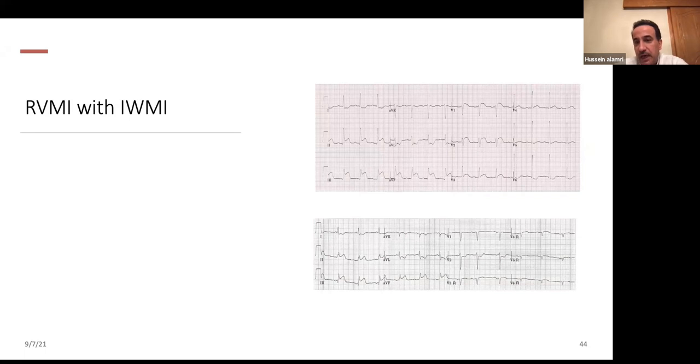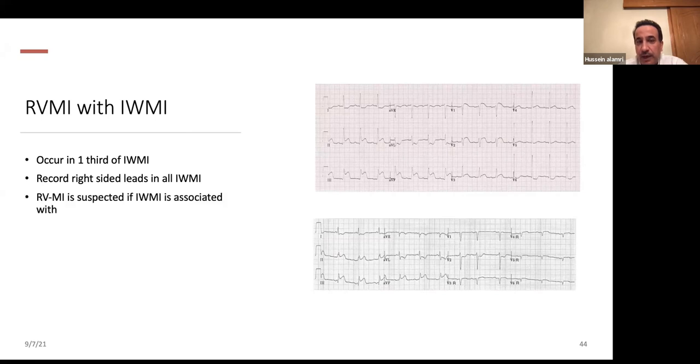Now we will discuss RVMI. Who wants to read this ECG? Okay, RVMI is seen in one third of inferior wall MI, which is around 35%. Always record the right-sided leads in all inferior wall MI. It is usually suspected in any inferior wall MI if it's associated with ST elevation in V1.